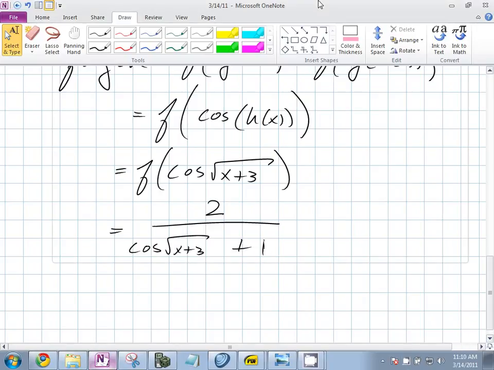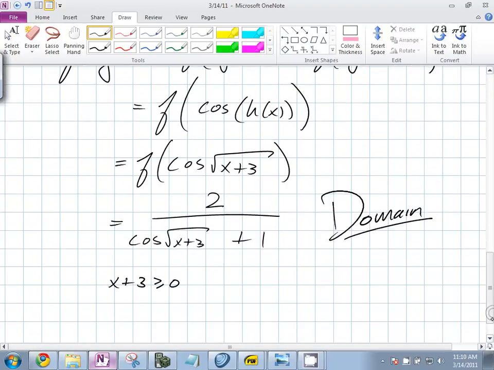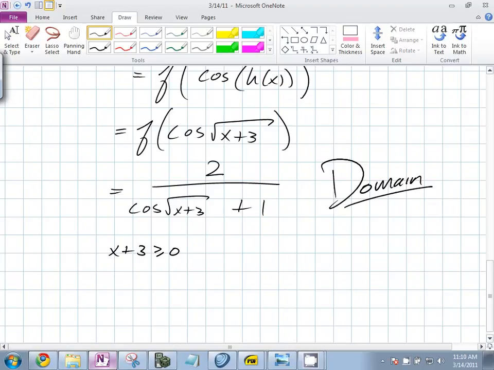What's next? What do we have to find? Domain. It asks you to find the domain, doesn't it? It doesn't? Okay, well, let's find the domain. We have to watch out for 2 things. Yeah, negative radicand. So we know that x plus 3 has to be greater than or equal to 0. It can equal 0, right? Sure. So we know that x has to be greater than or equal to negative 3. But what else has to be true?